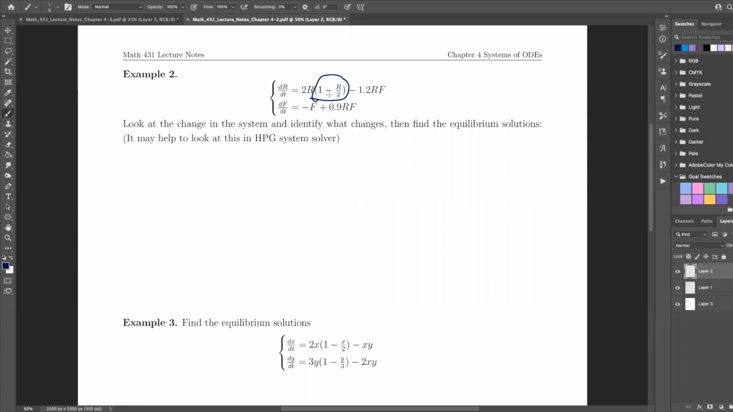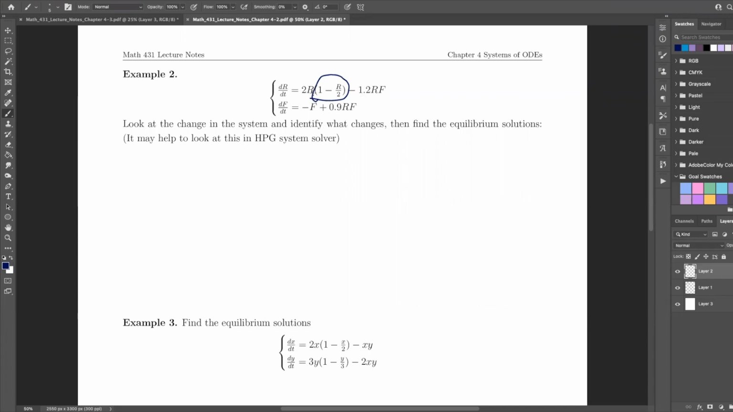What is this going to do to the rabbit population? Let's assume no foxes for a second. What's this going to do to the rabbit population by introducing this 1 minus r over 2? It will reduce them, right? But let's pretend I start with 0.5 rabbits. What's going to happen? Anyone have a guess?